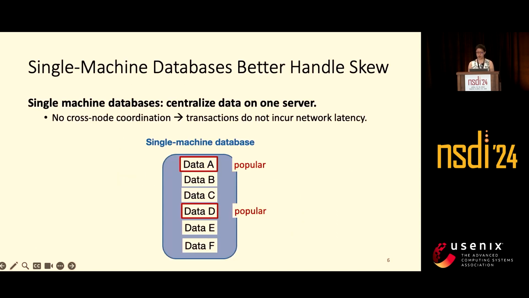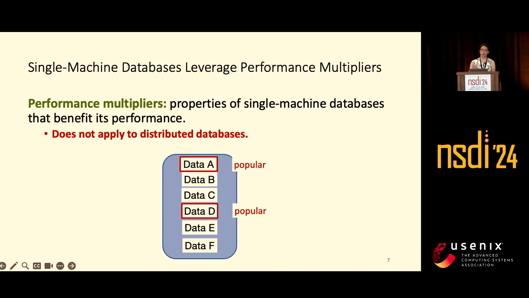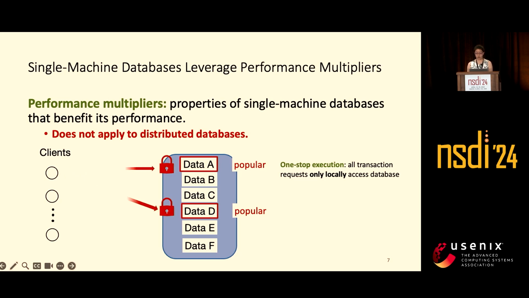However, single machine databases, which are entirely central to a single machine, fare better under skew. This is because they don't require cross-node coordination, so transactions don't incur network latency. This enables two performance multipliers, which are properties of single machine databases that benefit their performance but don't apply to a distributed database. The first multiplier is one-stop execution. Transactions complete in one local stop without contacting other nodes. Their short lifetimes mean that most of them don't really live long enough to contend with each other. This decreases the severity of contention.